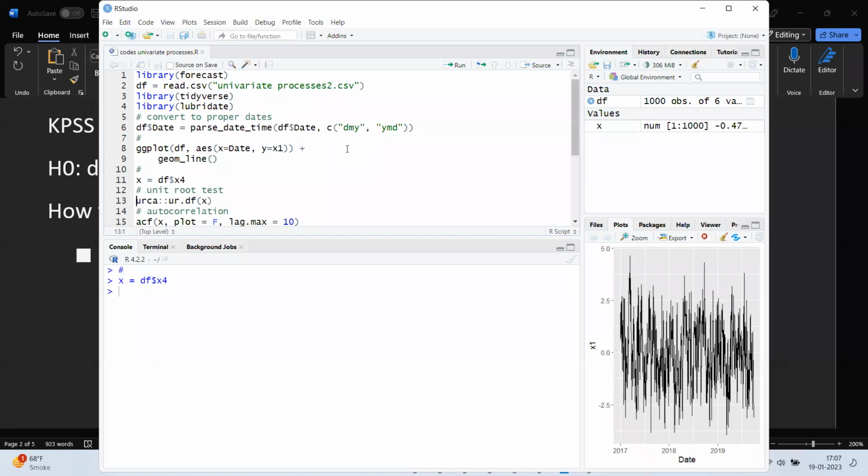Sir, X4 means it is series 4 of the... No, not series 4. This is the exact variable. So it can be at 4th place, 5th place, 7th place. Let me show you here. Look at the names in df.